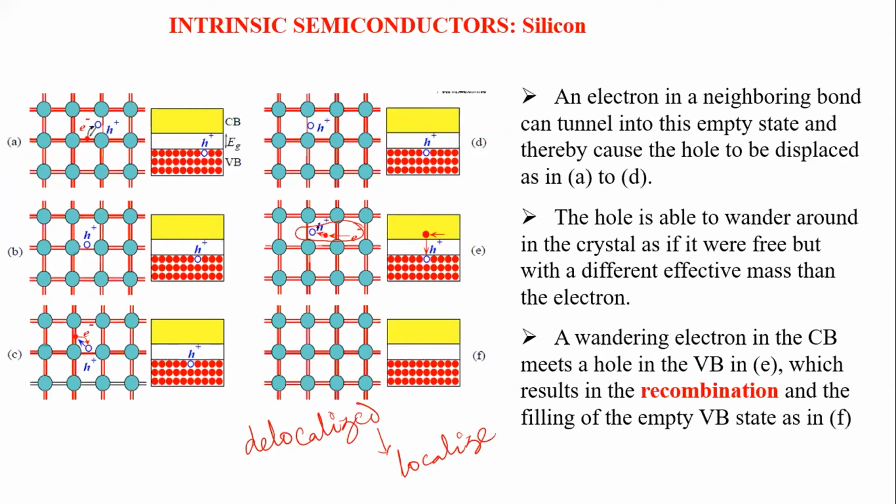As I told you, energy is conserved, so it has to be given out. From the energy band perspective, the electrons in the conduction band will come and recombine with the holes in the valence band. This process is called the recombination process. The difference in energy will be released in the form of heat or light.